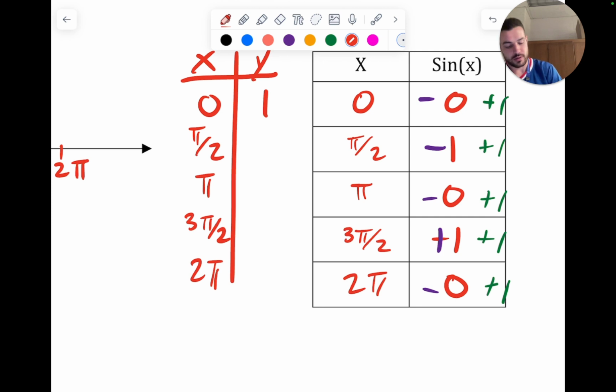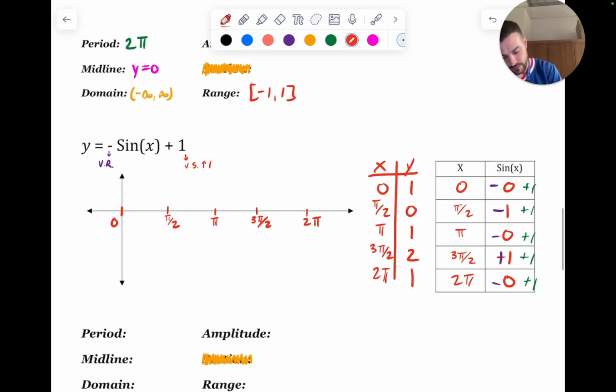We have 1, 0, 1, 2, 1. So it means I really need to go all the way up to 2 here. We'll have 0, 1, pi over 2, 0, pi, 1, 3 pi over 2, 2, and then 2 pi, 1. So this is what it's going to look like.